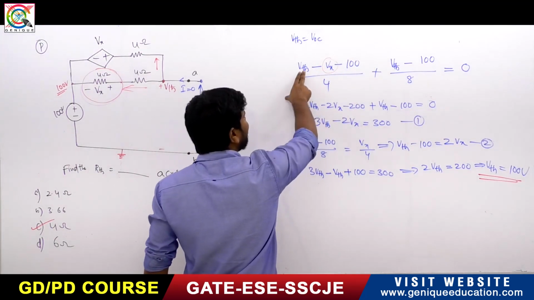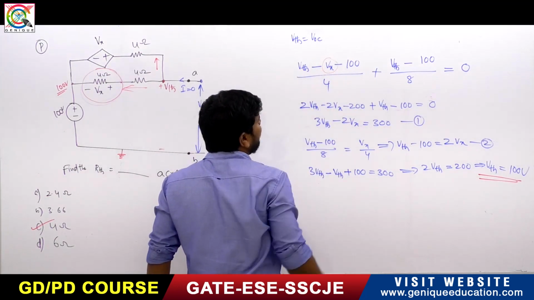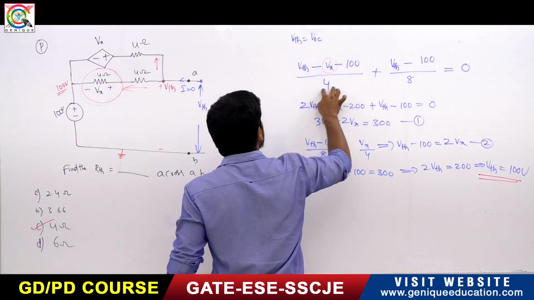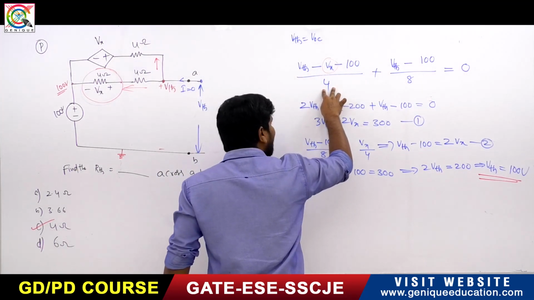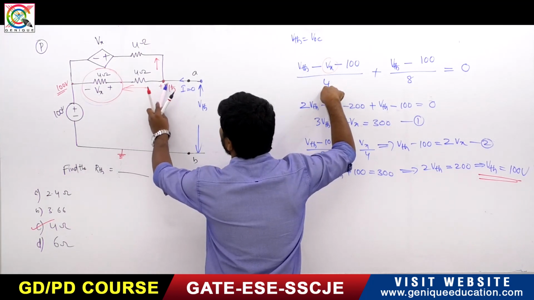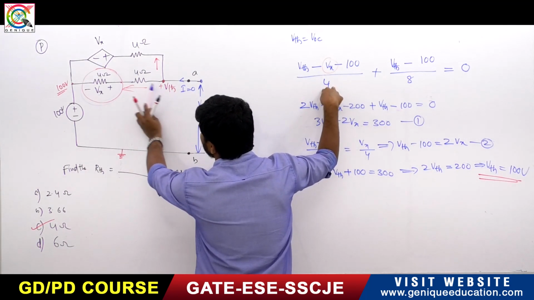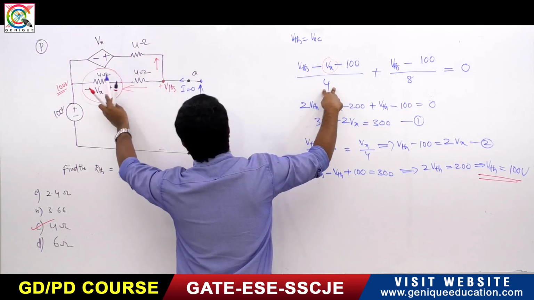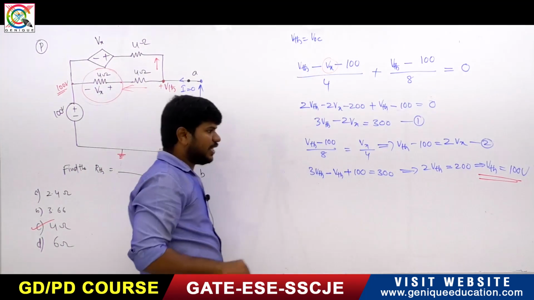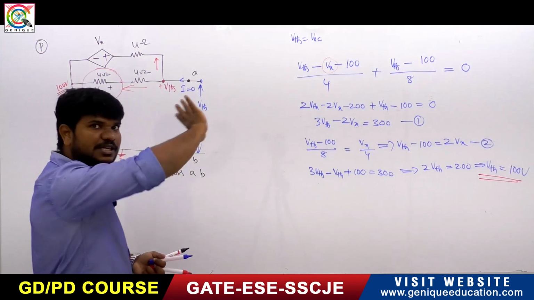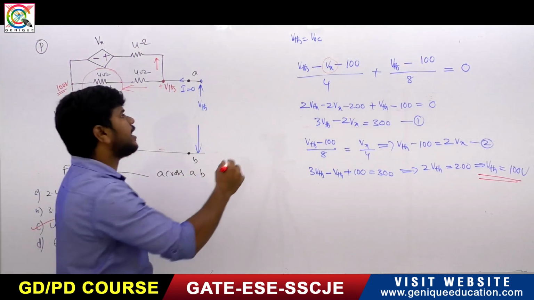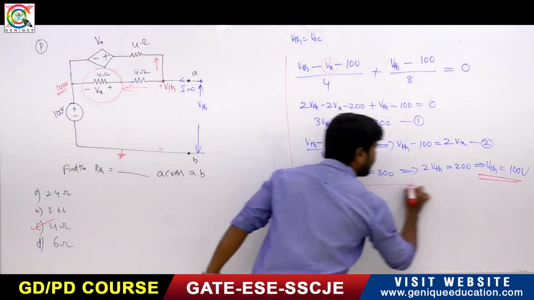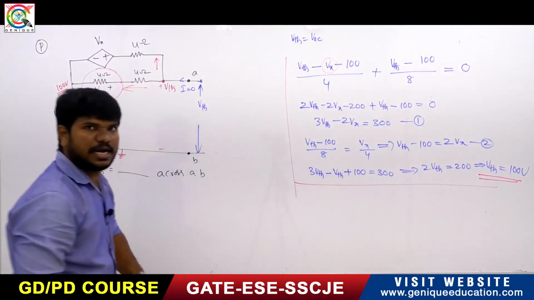Suppose I don't want to write this. This is one equation, right? VTH minus Vx divided by 4. Okay, see here I have written VTH minus 100 divided by 4 plus 4, 8. That is one equation, right? Suppose instead of writing that, I am using one more kind of equation. Okay, so I got VTH is equal to 100 volts.